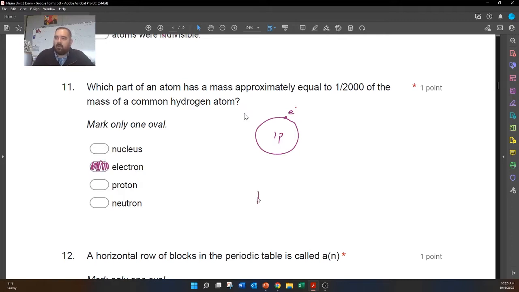So if we say that 1 proton is equal to 1 AMU, and then 1 neutron is also 1 AMU, 1 electron is going to be about 1 over 1400 AMU. So it's very small in comparison.